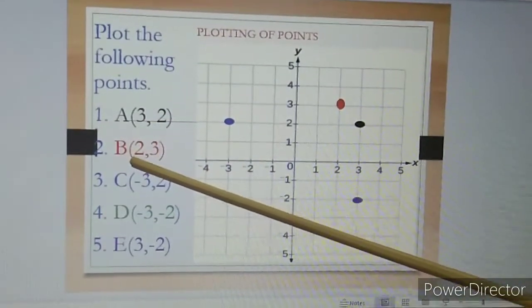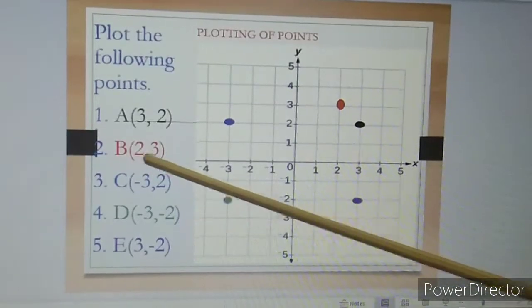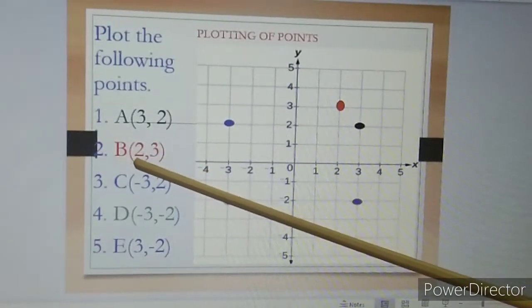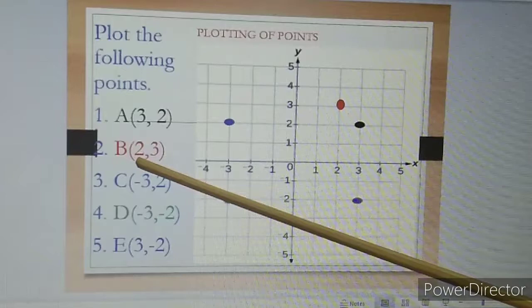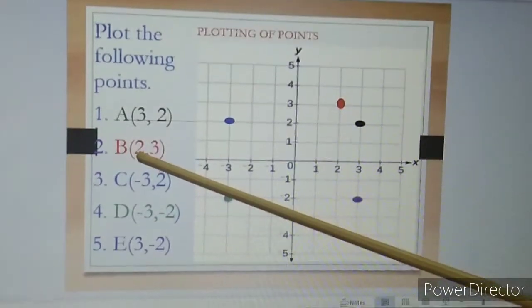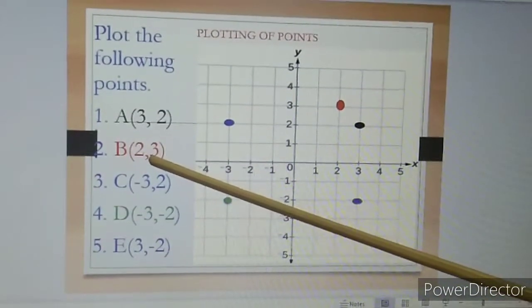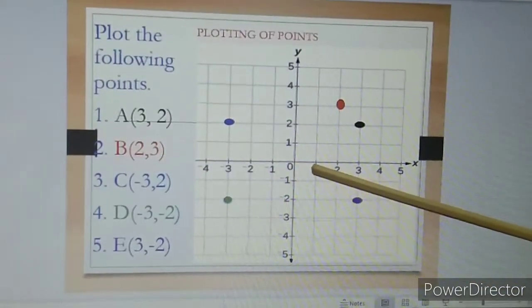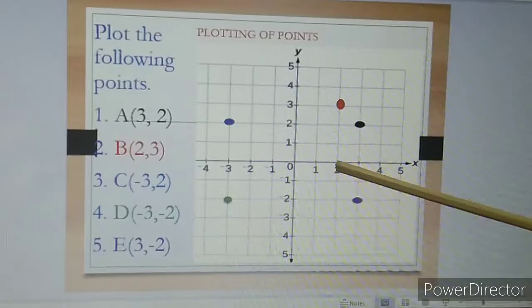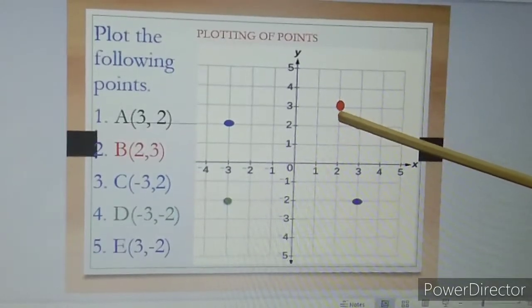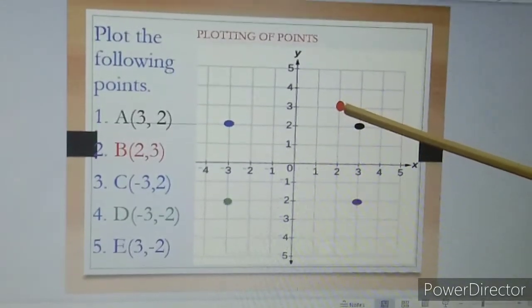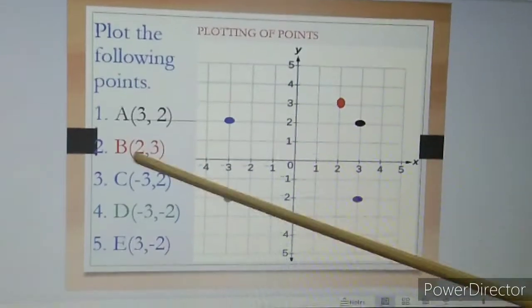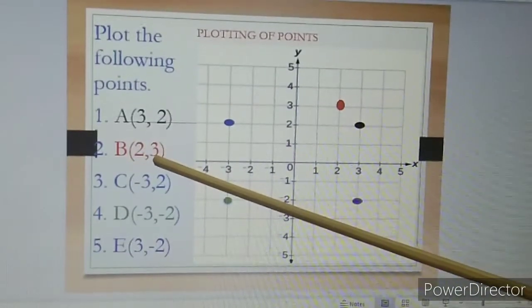Letter B or point B has the coordinates of 2, 3. Again, from the origin, we will count 2 units to the right because this is positive, and then 3 units up because it is also positive. So from 0, we have 1, 2, and then 3 units up, 1, 2, 3, and then shade. This is now the point that represents B with coordinates of 2, 3.